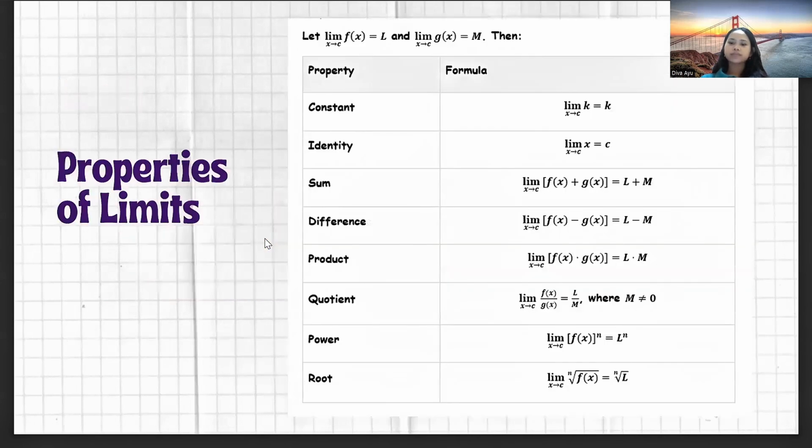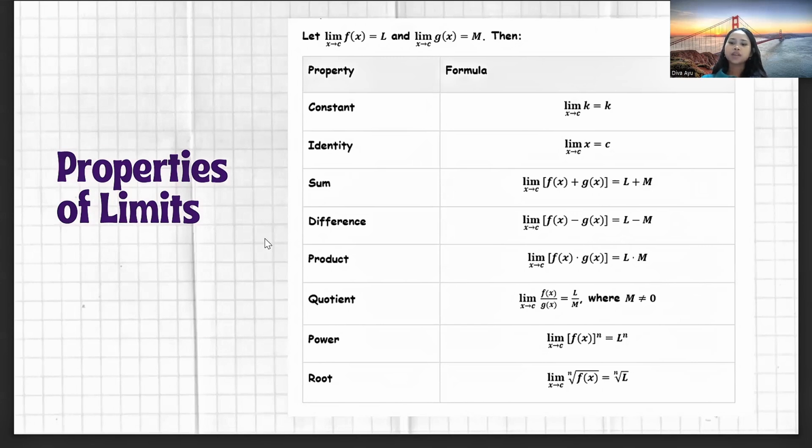On this slide, we will learn about the basic properties of limits. These properties help us simplify calculations and solve limit problems more efficiently. The first property states that the limit of a constant is the constant itself. For example, if the function is always equal to 5, then the limit is also 5.